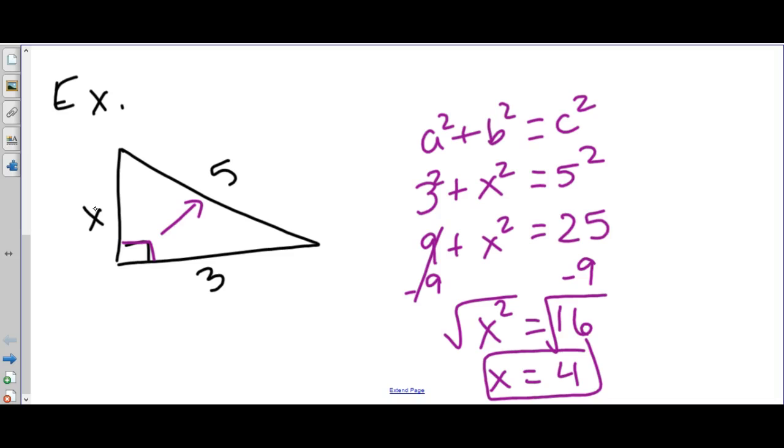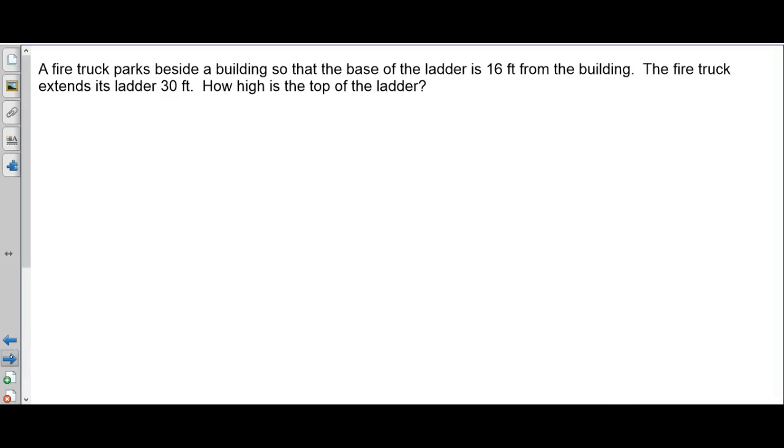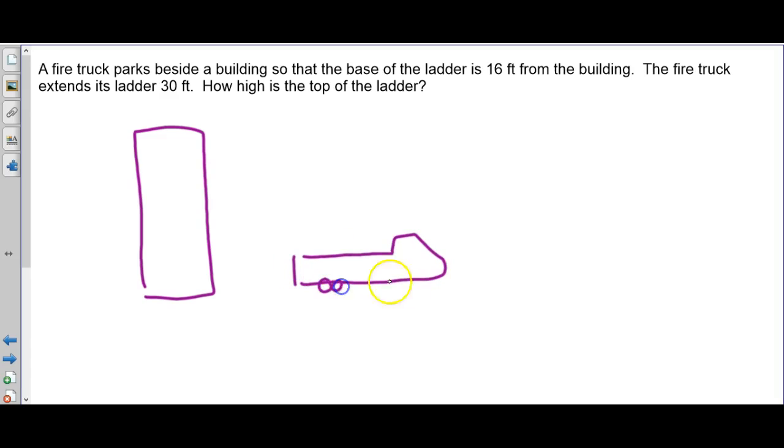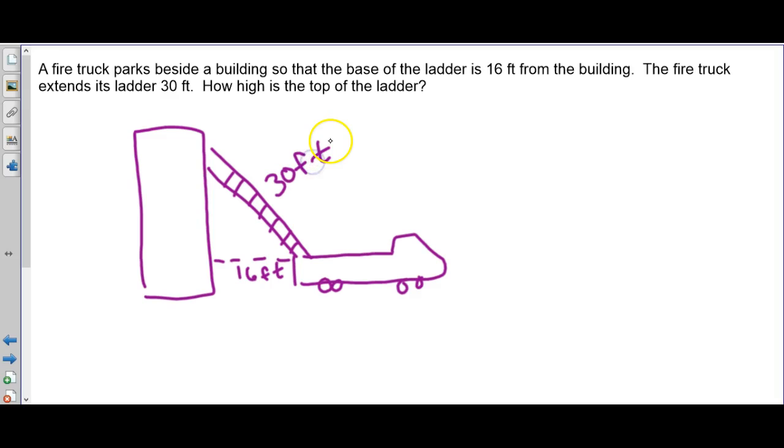We can also apply this to a word problem. So let's say a fire truck parks beside a building so that the base of the ladder is 16 feet away from the building. So we have a building, we have our fire truck, and we have a ladder on the fire truck that's going to the building, and it said the base of the ladder, that's the bottom of the ladder. That is 16 feet away from the building. The fire truck extends the ladder 30 feet. And it asks how high is the top of the ladder, so we need to find this entire distance.